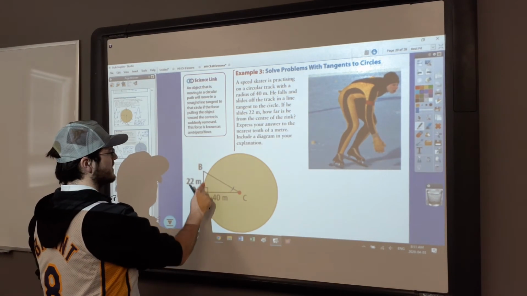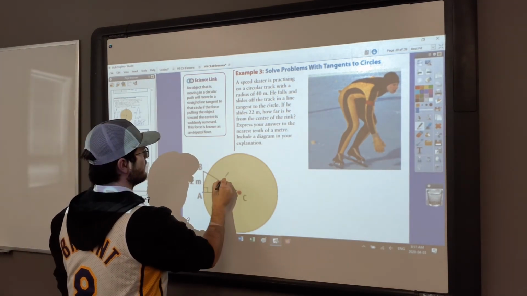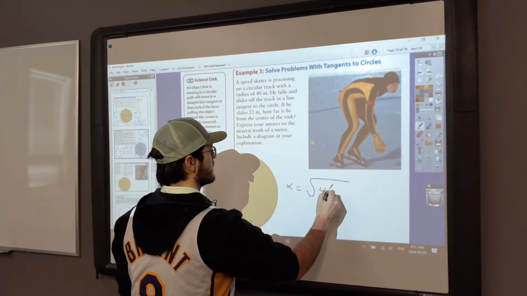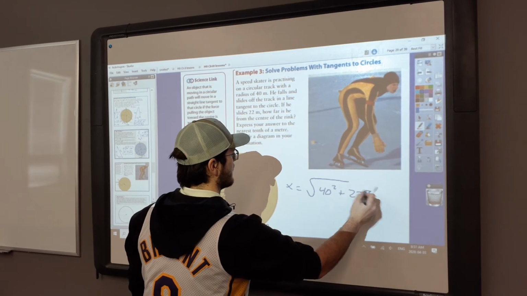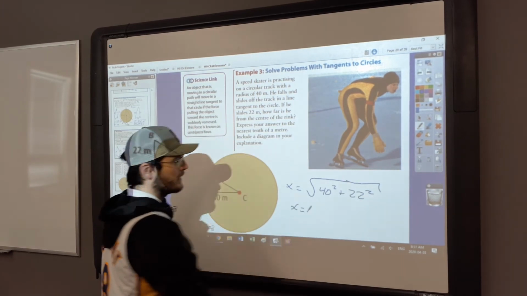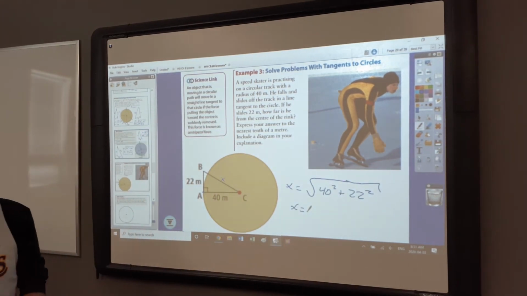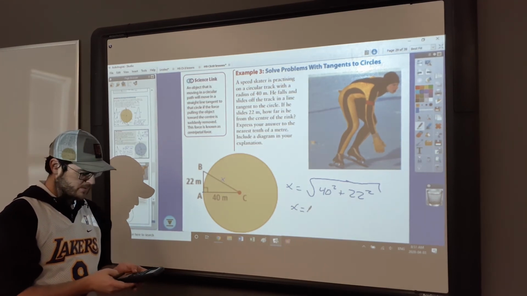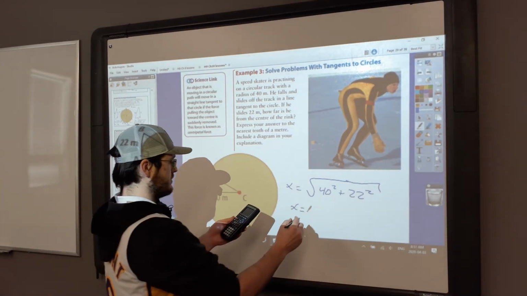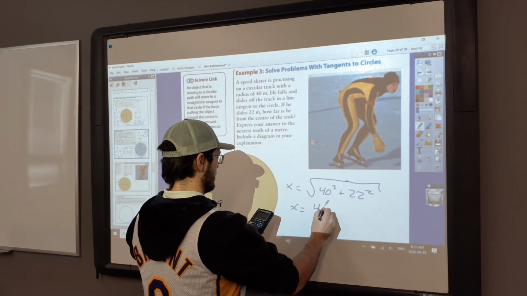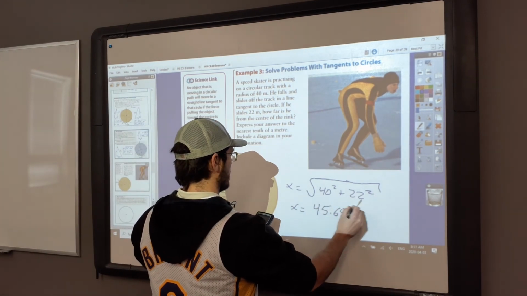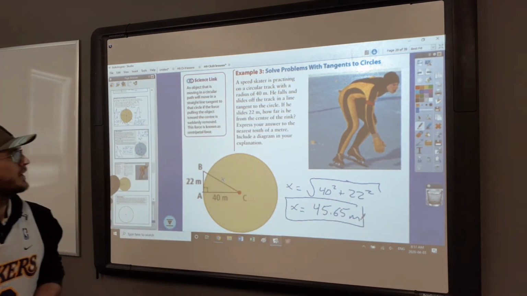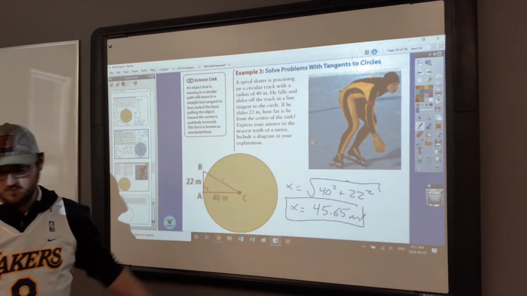So if we know this, it's a simple Pythagorean theorem. 40 squared plus 22 squared. So the square root of 40 squared plus 22 squared gives you about 45.65. How far is he from the center of the rink? He is now 45 meters.